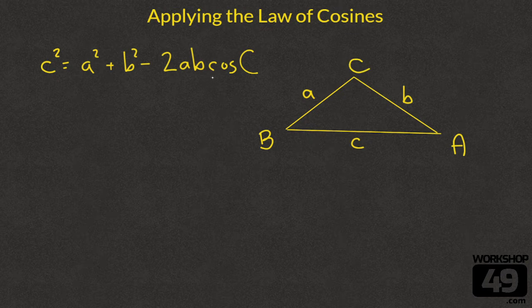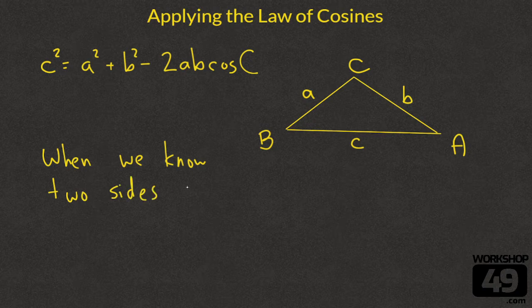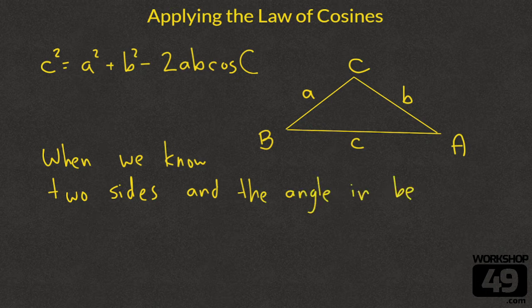Now, the law of cosines is used specifically when we know two sides and the angle in between them. When we know two sides and the angle in between. And this is known as the SAS, side angle side. Or as one of my students so eloquently put, a side angle sandwich.